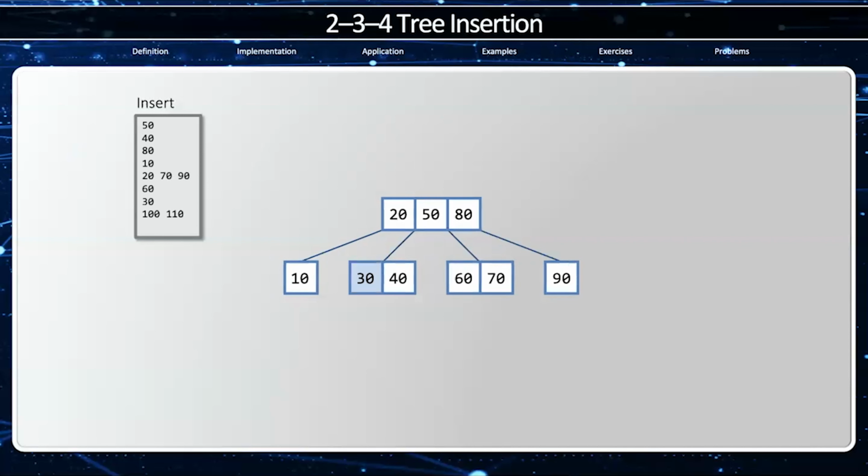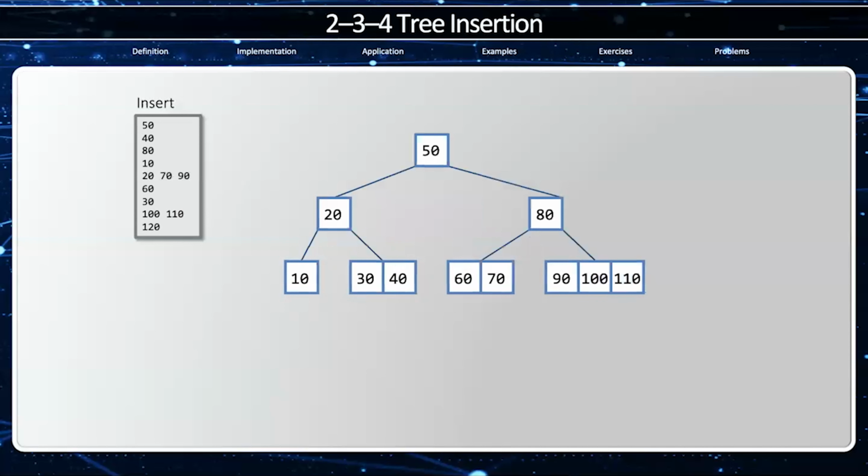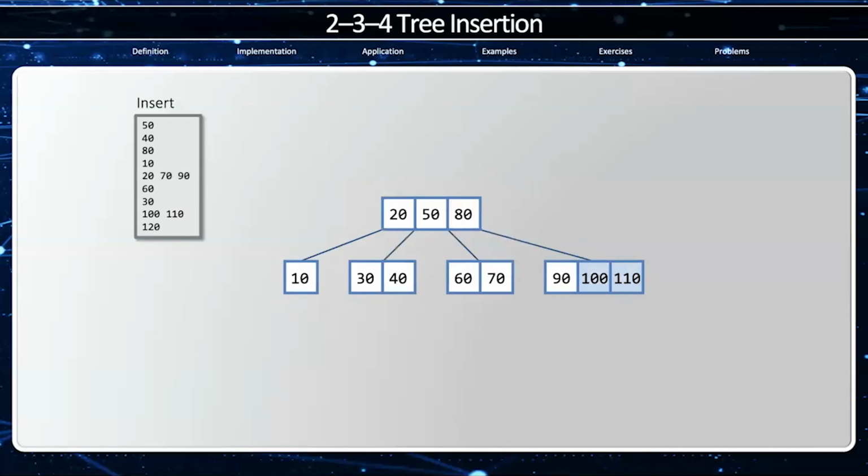Now I'll add 100 and 110. And then when I add 120, I have to split again. So I'm going to have to move 100 up to the root node. But that's full. So at first I have to split the root node. So the root node will go 50 on top, and then 20 and 80. Do that again. So remember, now 20 has 10 on the left side and 30 and 40 on the right side. And then 80 has 60, 70 on the left side and 90, 100, 110 on the right side.